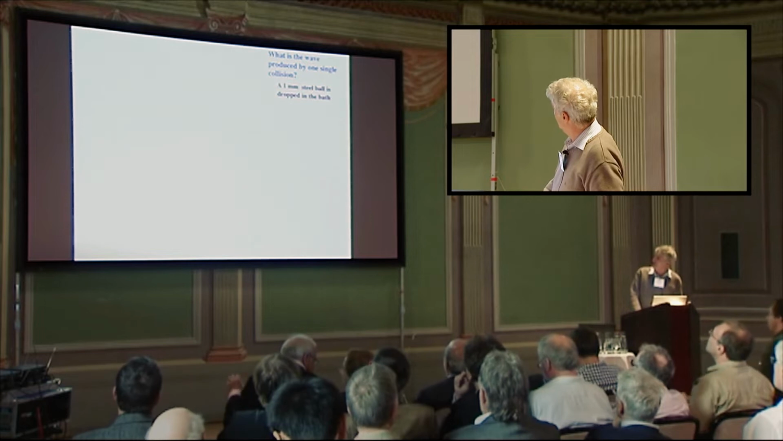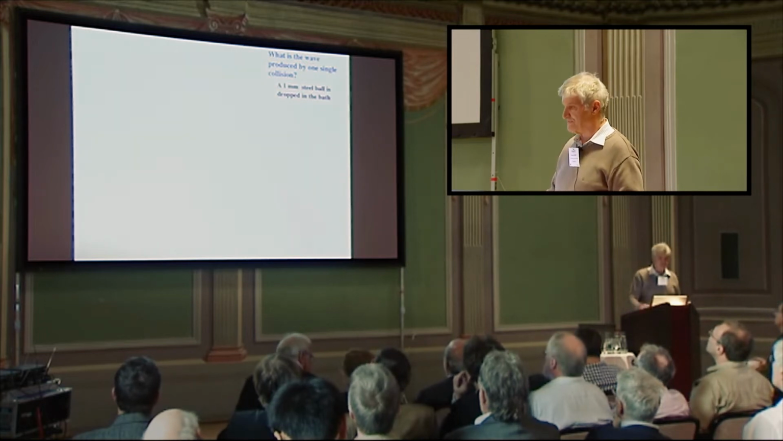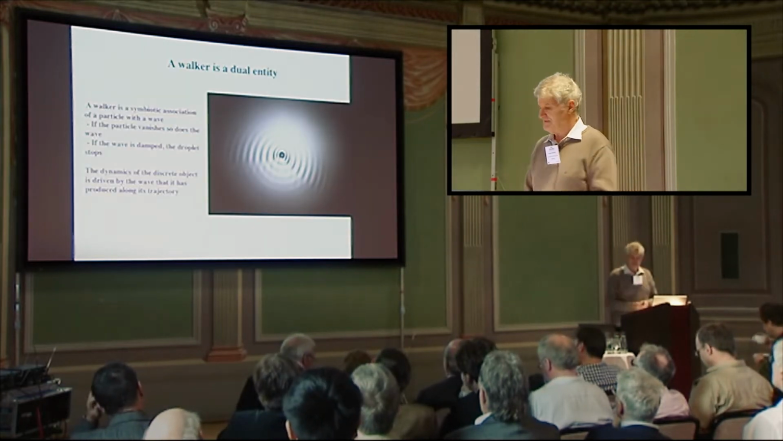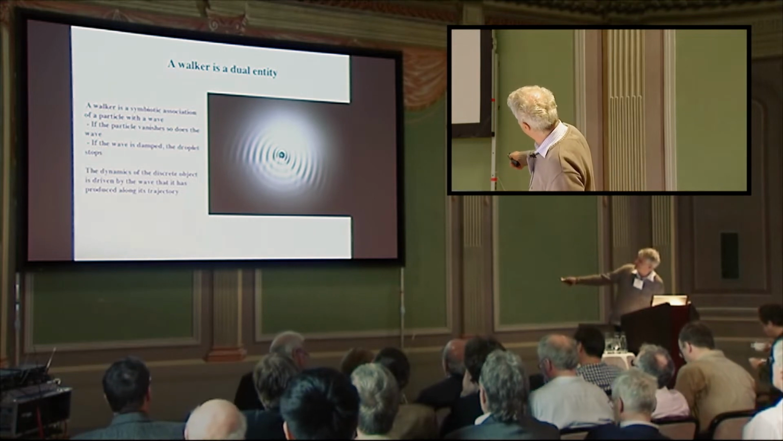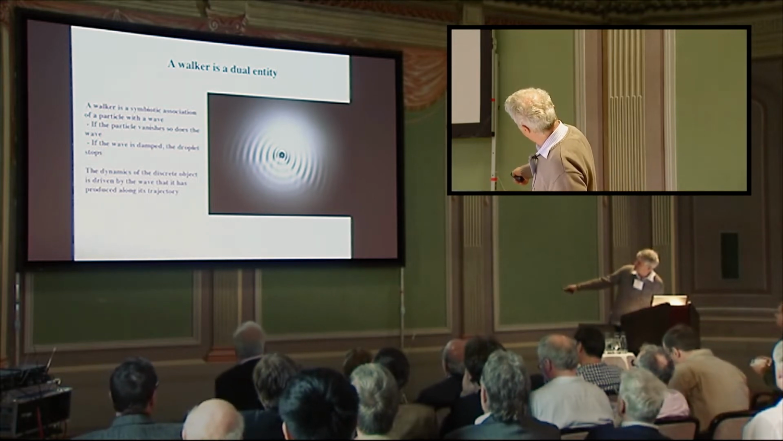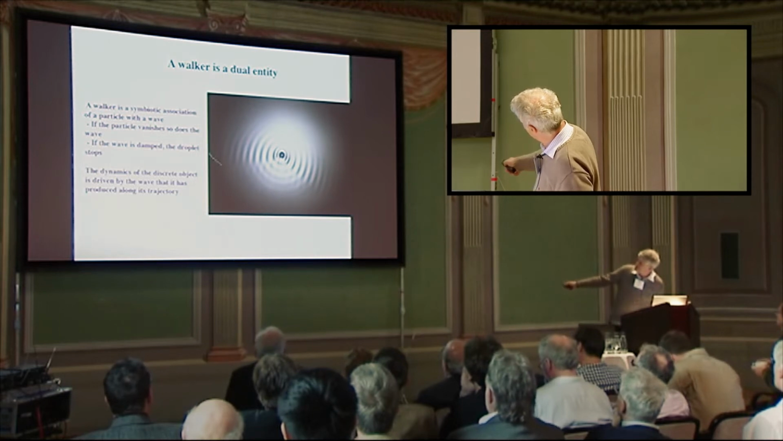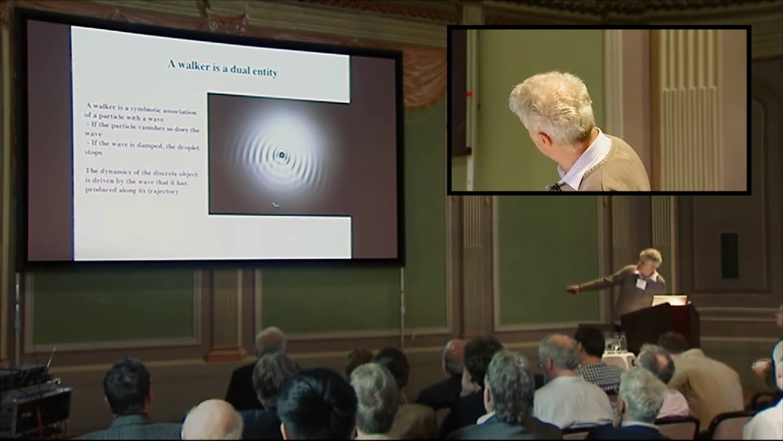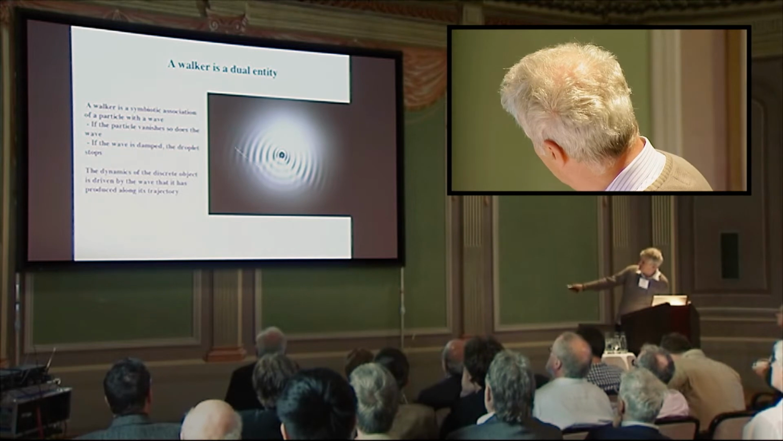So what is the wave? As you have seen, this wave field results from the bouncing. The drop is moving from bottom to top here, and this wave field has been generated in the previous bounce of the drop. And what is its structure?